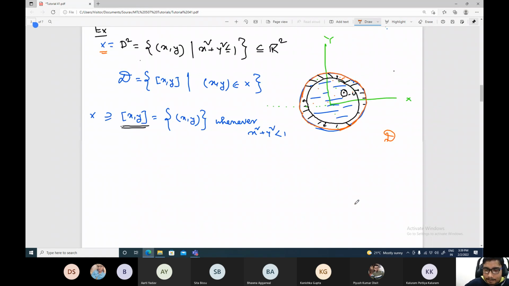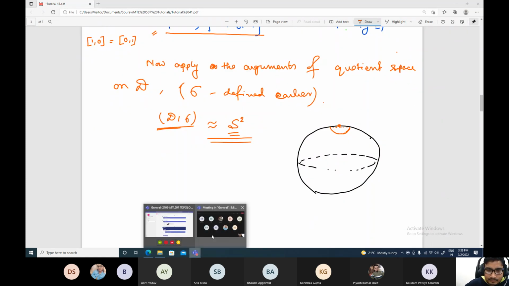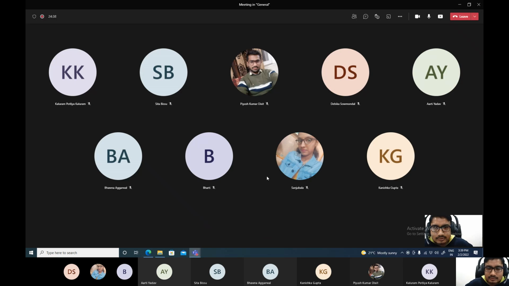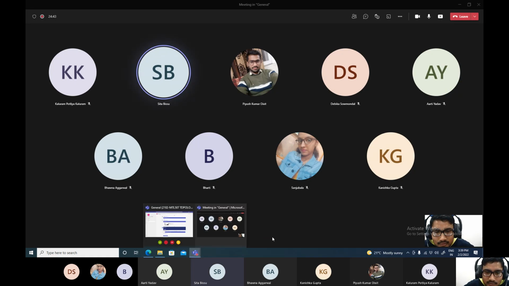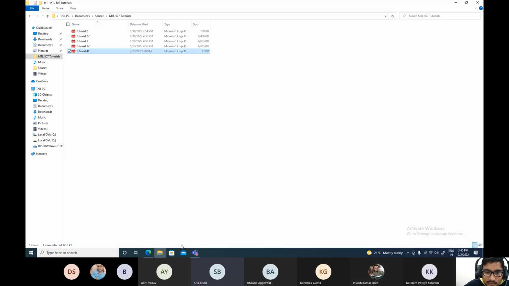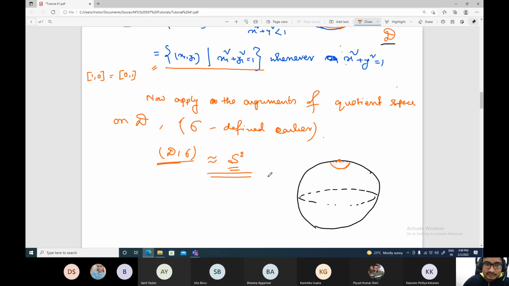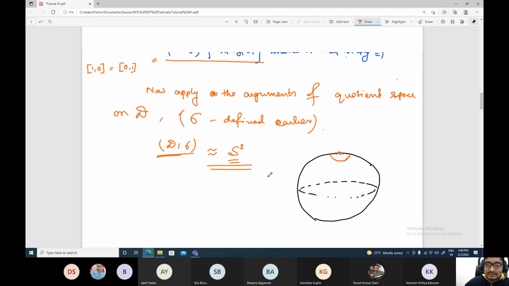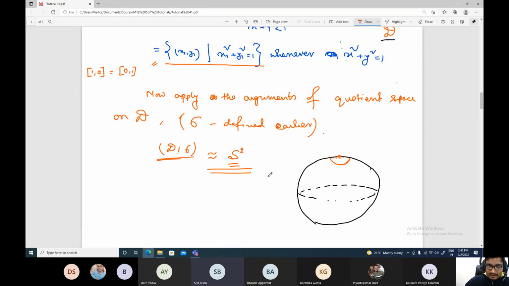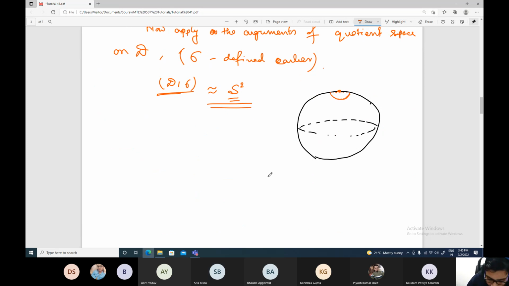Is it clear? Sir, please define sigma explicitly for this example. Oh, defining sigma explicitly. So what will be the open sets? Okay, let me try. Actually, it is not always possible to give this sigma explicitly. Maybe I will try.